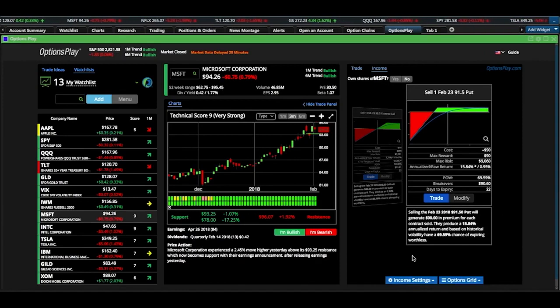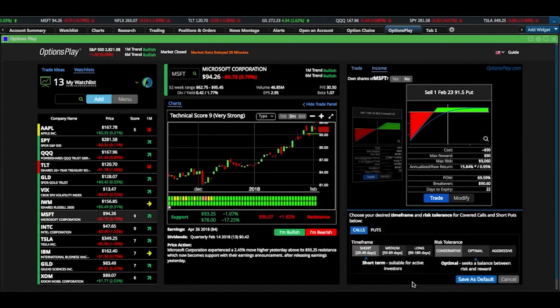Before you start on the Income tab, you should click on the Income Settings button here at the bottom, because income trading is not a one-size-fits-all strategy. Each one of you will have different preferences for how you like to utilize covered calls and short puts, so you can set your individual time frame, short, medium, or long term, as well as your risk tolerance, conservative, optimal, or aggressive. So for covered calls, I personally am short term because I'm fairly active with my trading, and I select optimal for my risk tolerance because I'm trying to seek a nice balance between risk and reward.